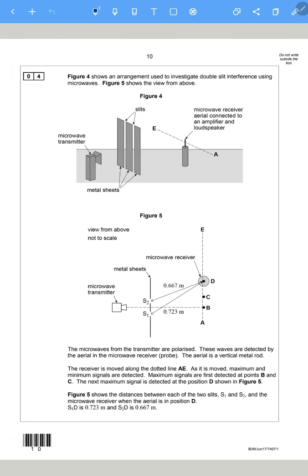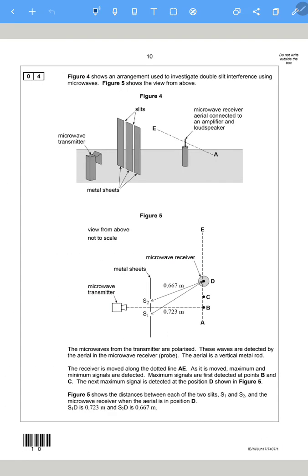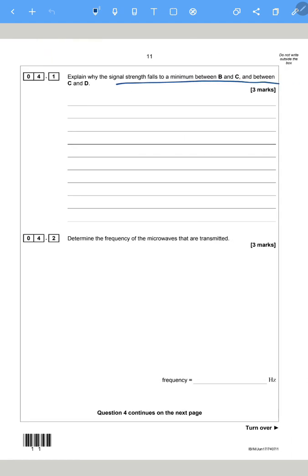Double slit. Oh, we're doing this in a week or so. Explain why the intensity falls to a minimum between B and C and between C and D. Okay then. Minimum, that means the phase difference.